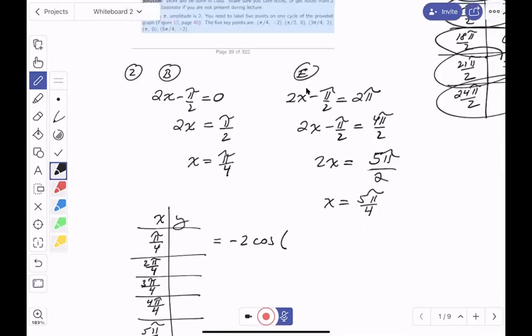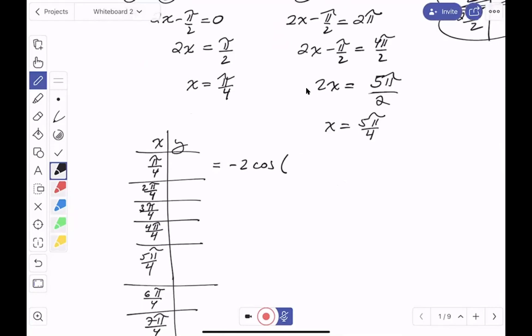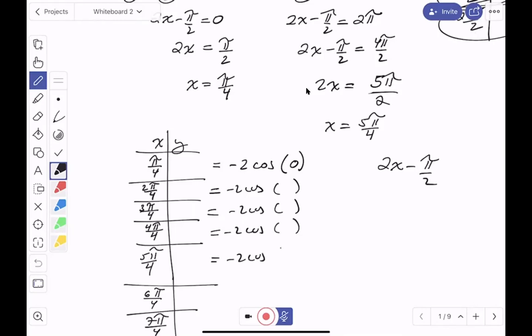All right. Again, I want to point out the arguments, 2x minus pi over 2. Again, I hate to bore you with the details, but you should be able to do simple arithmetic, and that would give you 0. Again, we're plugging it into 2x minus pi over 2. It's going to be minus 2 cosine. Very simple. All right, let's just go to the next one.